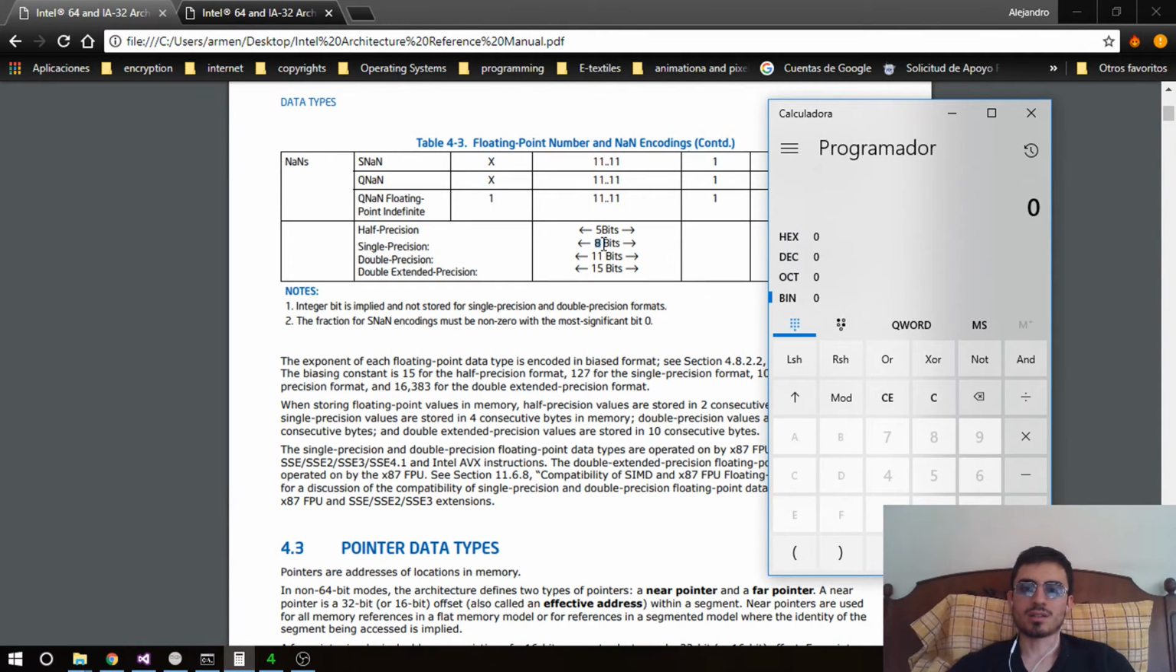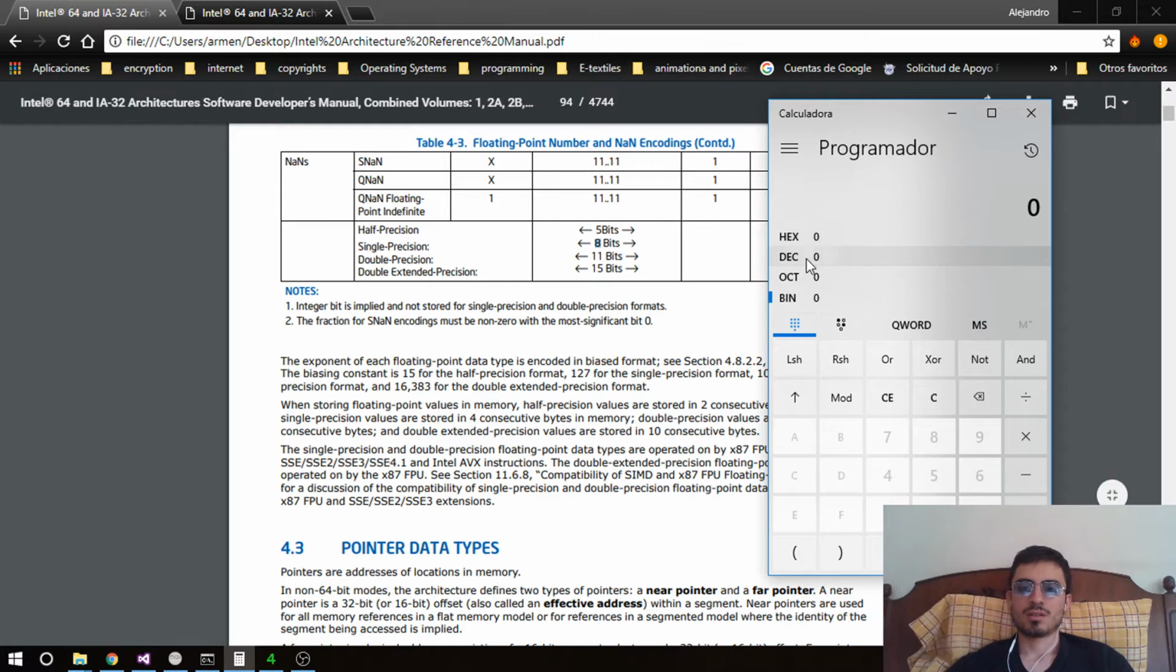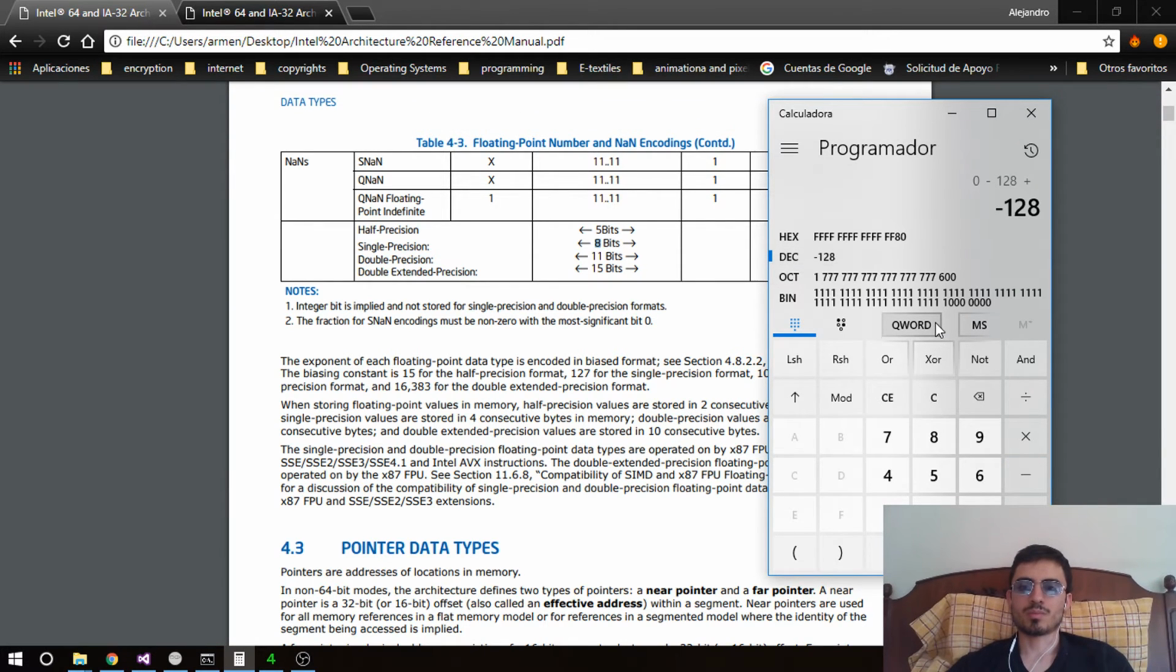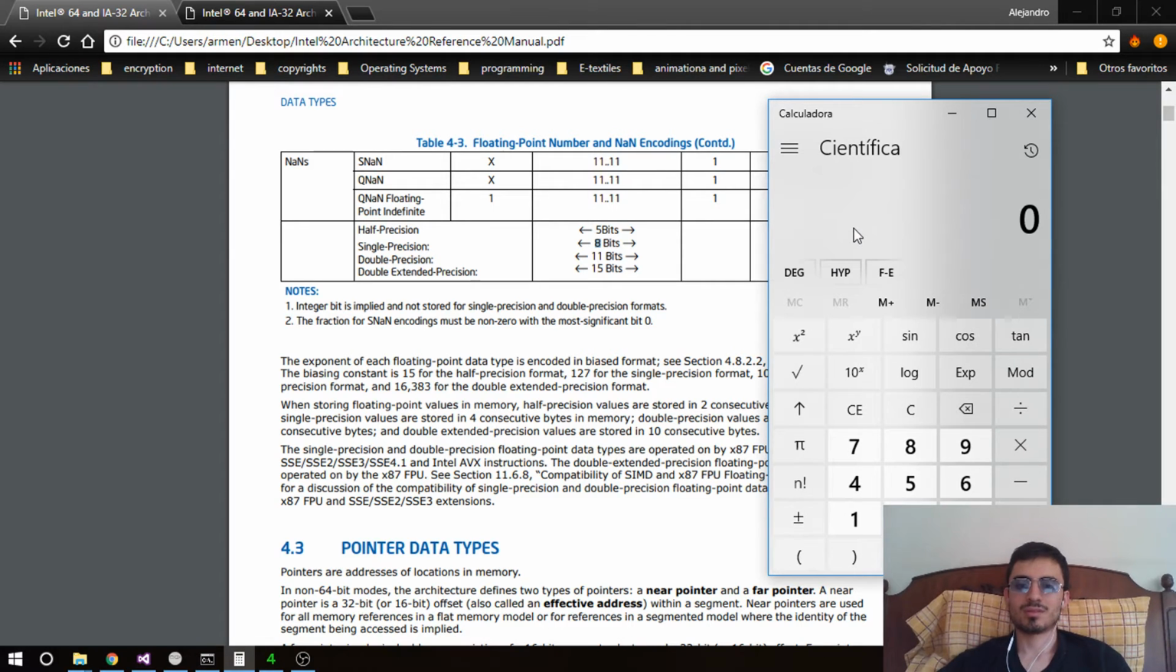So it's something like minus 128 plus 127, what? Minus 128 plus 127. Jesus. Minus 128. Oh yeah, sorry. Minus 1, sorry. It's 128 plus 1. 128 plus 128. Yeah.